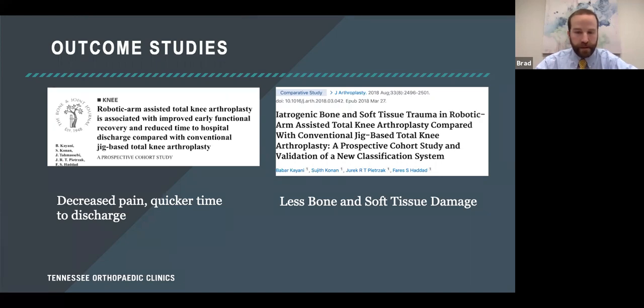In the second study, they looked at how much damage was caused by each method, and they showed less bone and soft tissue damage with robotic assistance. And this is something I've found to be true in my own practice as well.